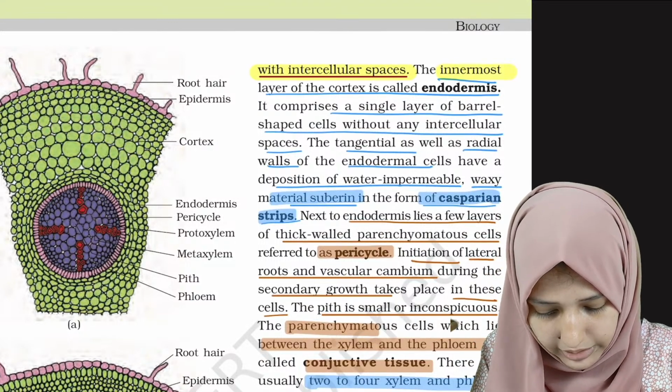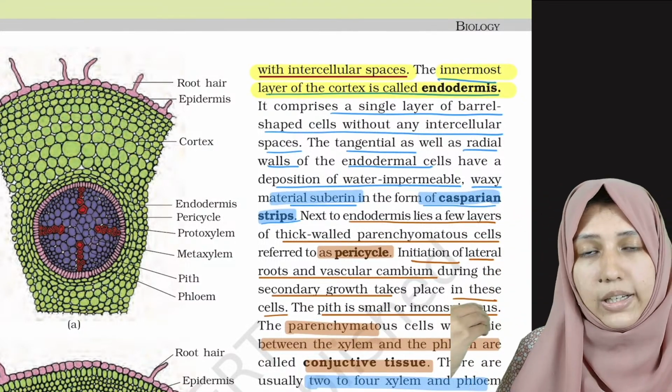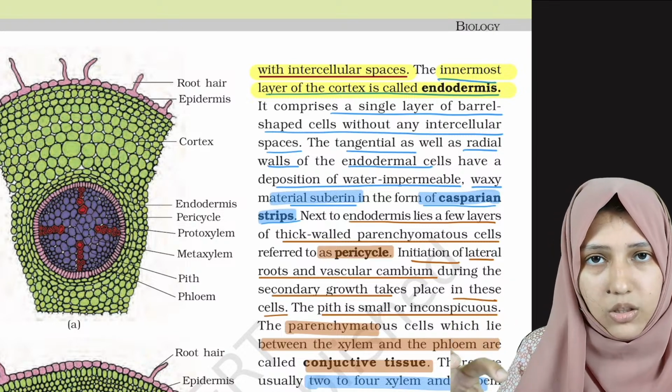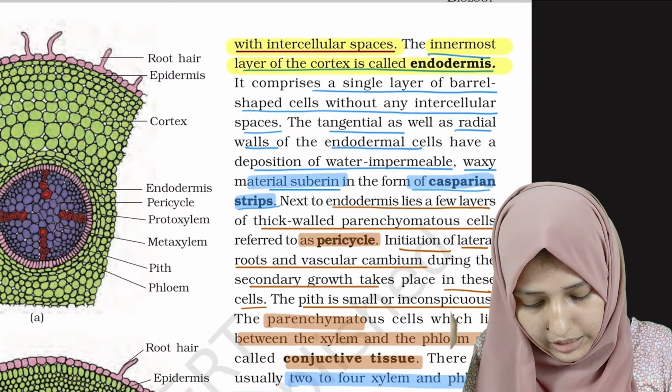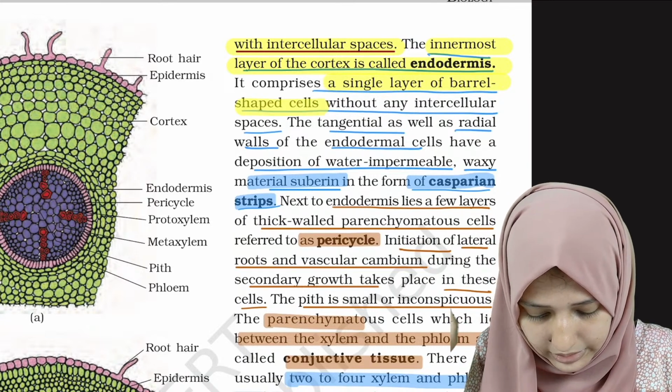And the innermost layer of cortex is called endodermis. What is the innermost layer called? The innermost layer is called endodermis. And it will be having a single layer of barrel-shaped cells.